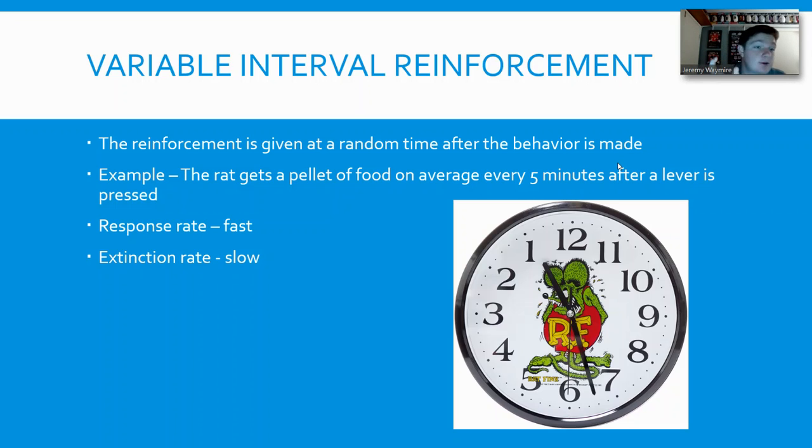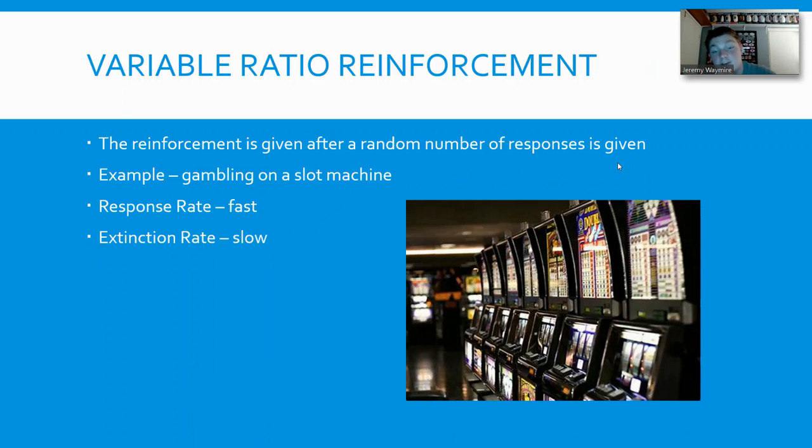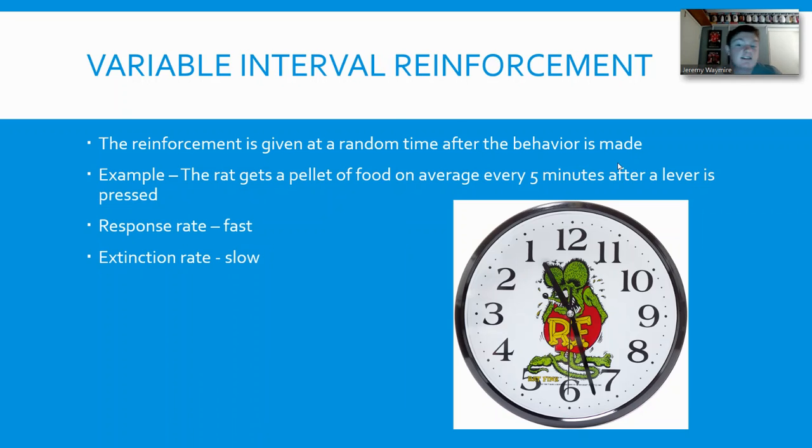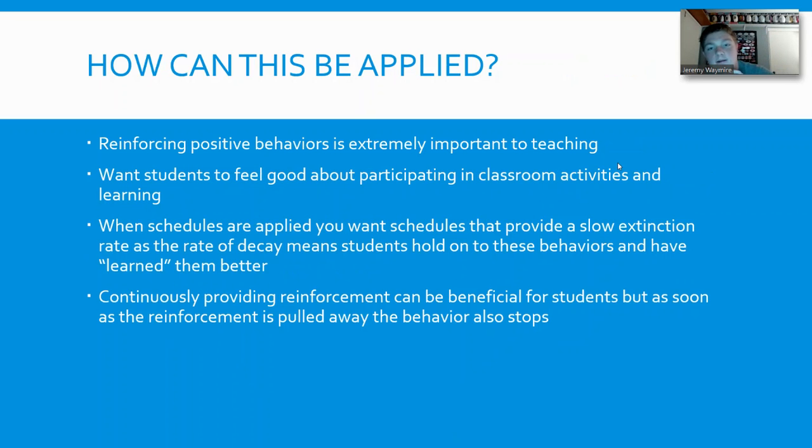So variable and interval. When we refer to interval, we refer to time, and variable means it's changing. It's not fixed. So after a random time, the rat gets food. This produces the same response rate and extinction rate, but if you look back, variable ratio is just a little bit better, but it still gives a fast response rate and a slow extinction rate.